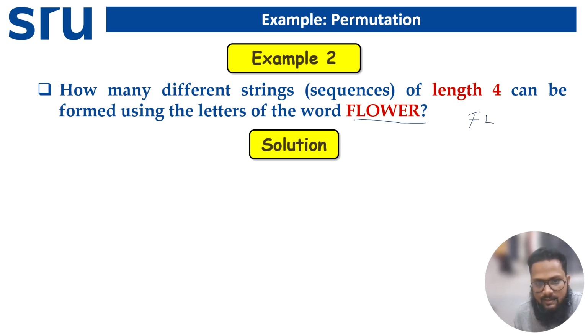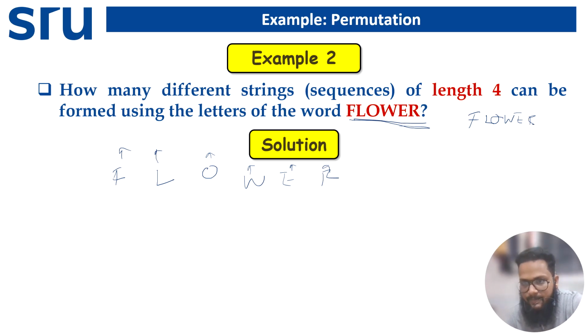Next, suppose this is the one word given to you: flower. How many letters do you have? F L O W E R. So you have 6 letters in total. Now from this 6-letter word, how many strings of length 4 can be formed? This is the question. If you see individually, F L O W E R, there is no repetition of F, no repetition of L, no O, no W, no E, no R. So all these letters are distinct, so there are no elements with repetition, right?